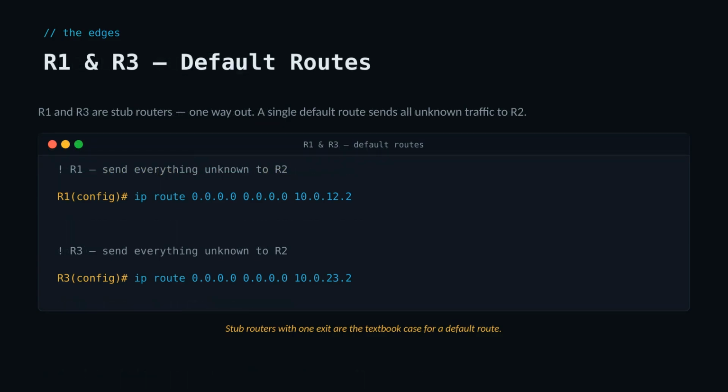Let's start at the edges. R1 and R3 each have exactly one path off their segment, through R2, so there's no point writing individual statics for every remote prefix. Instead, we drop in a quad 0 default route pointing at R2's interface on the shared link, 10.0.12.2 from R1's side and 10.0.23.2 from R3's. Anything those routers don't recognize now gets handed straight to the middle of the topology.